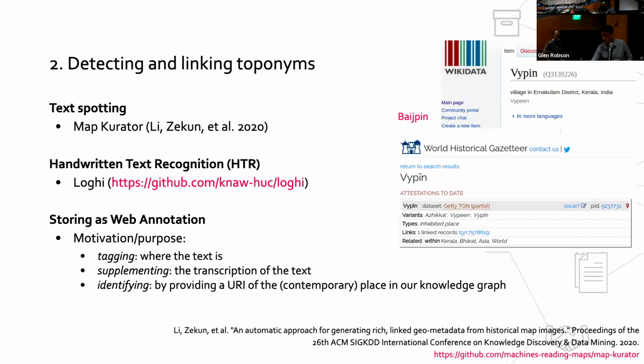The second layer would be to dive into the content of these maps, in this case the textual component, because on these maps are, of course, toponyms. And ideally, these are the same as referenced in our textual corpus.